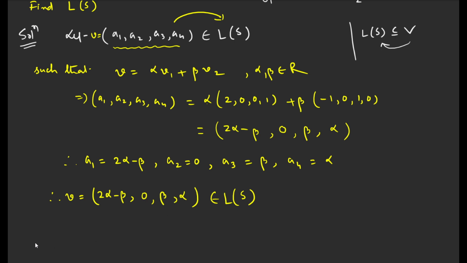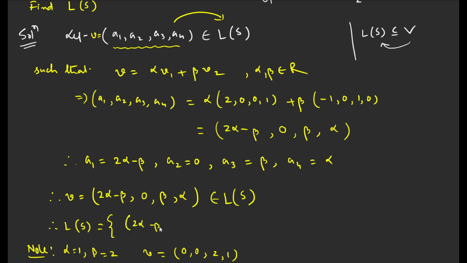Suppose we take alpha equals 1 and beta equals 2. Both are real numbers. Then V will be 2 minus 2, 0, 0, 2 and then 1. So this is an element of L of S. Like this there will be many other elements in L of S, but L of S is of this particular form. So the linear span will be 2 alpha minus beta, 0, beta and then alpha, such that alpha and beta are both real numbers.